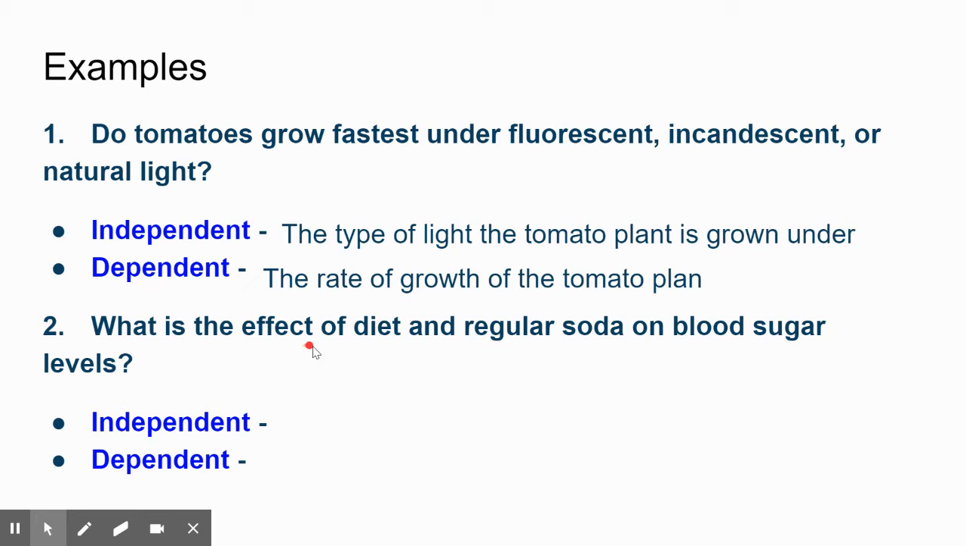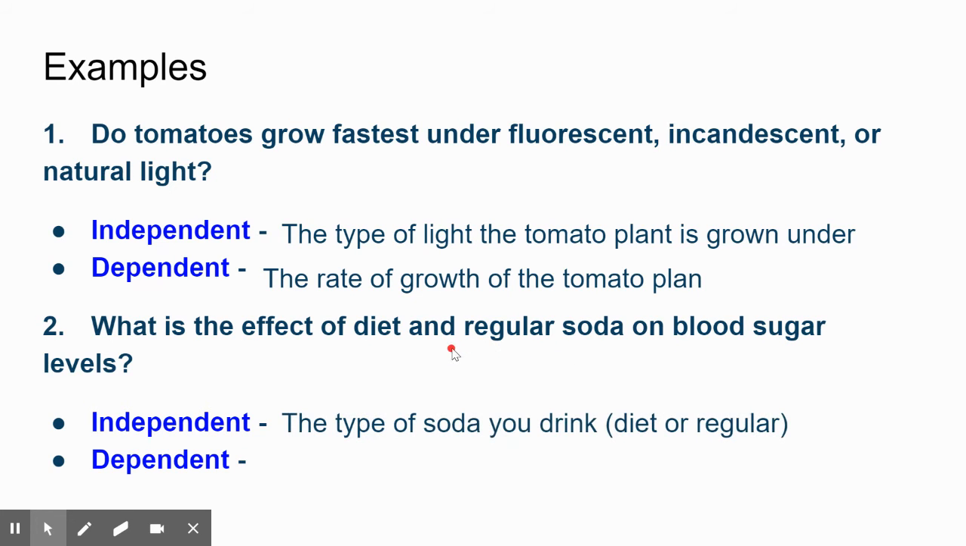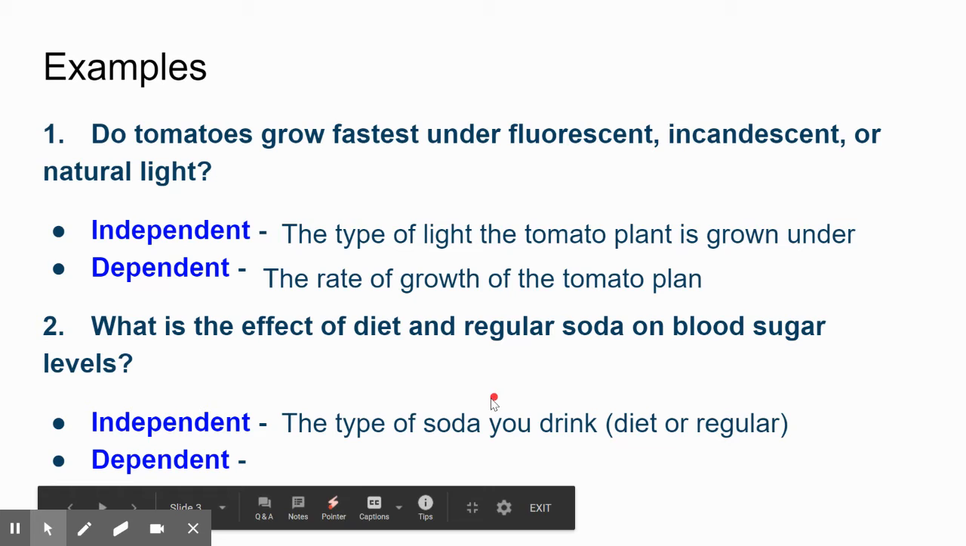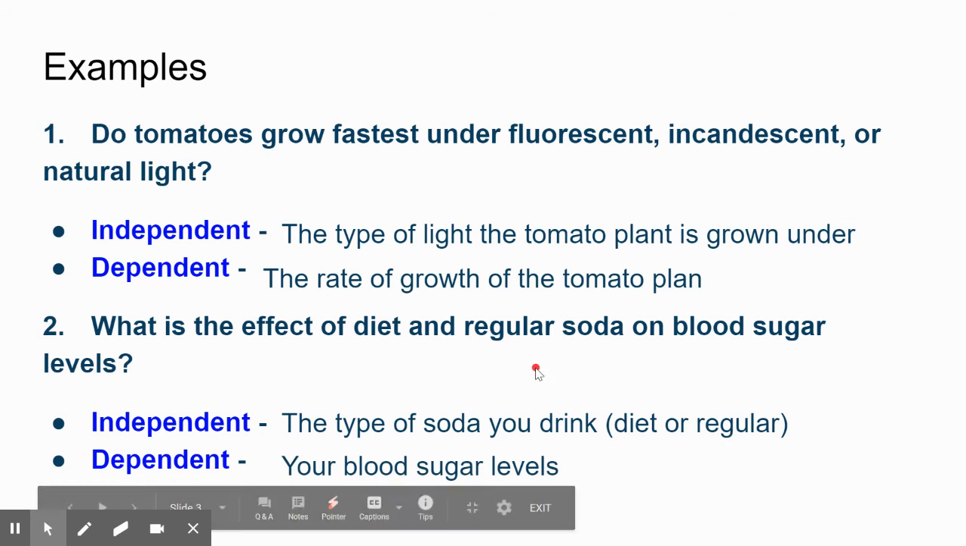Second example, what is the effect of diet and regular soda on blood sugar levels? You decide what type of soda you're going to drink. That's independent. You control what you drink, depending on how healthy you want to be, I suppose. Then what happens is your blood sugar levels go up or down, depending on what type of soda you drink. The independent variable is the type of soda you drink, diet or regular. The result of the type of soda you drink is your blood sugar levels. Your blood sugar levels depend on the type of soda you drink.